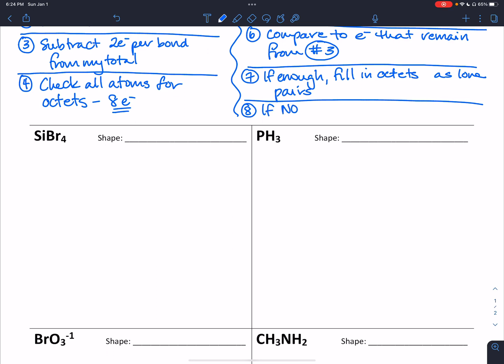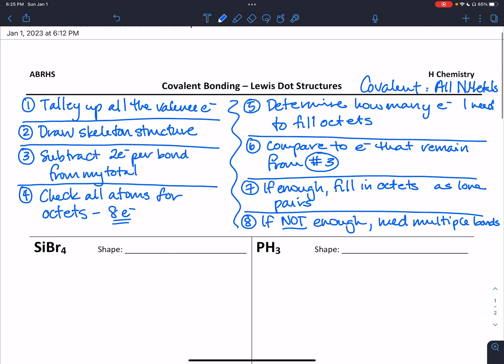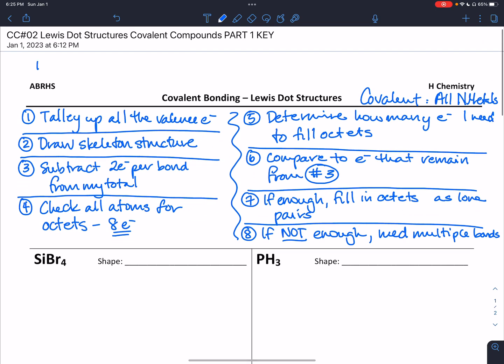If not enough, we're going to need multiple bonds. And that means that we're going to need a double bond or a triple bond. Now, I don't have space here, but I'm going to add number 9 up here above.